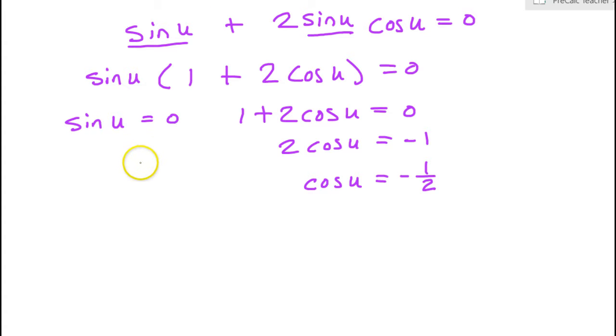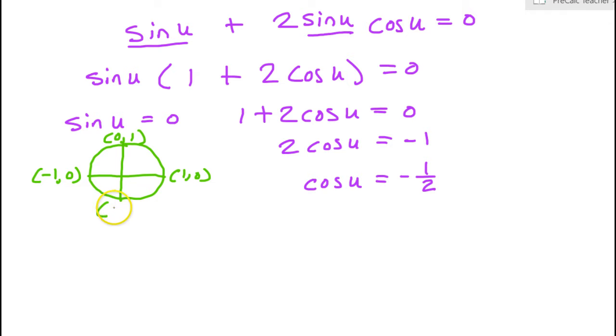Well, this is going to be a quadrantal angle. Okay, this is the one where we make our circle and we think of it this way. This is 1 comma 0, and up here at the top this is 0 comma 1, and on the left side we have negative 1 comma 0, and at the bottom we have 0 comma negative 1. Now remember that sine is a y value on the unit circle. So we want the y value to be 0. And that is happening here and here.